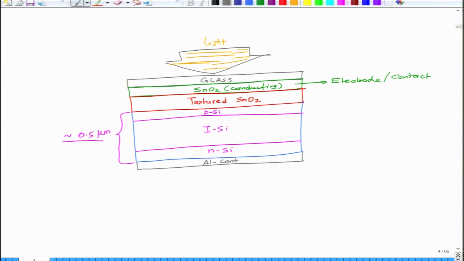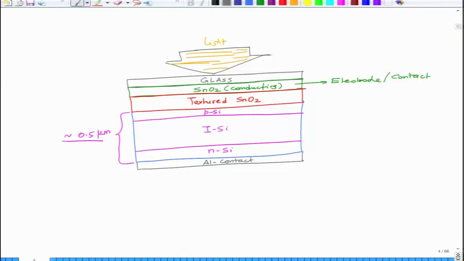And then on this side we have an aluminum contact. So what we do here is we have a glass substrate. On that we deposit tin oxide first. On tin oxide we deposit some other oxide layer. In this case it happens to be tin oxide, but it could be some other oxide. Then we have p-type silicon, then intrinsic silicon, then n-type silicon, and then the aluminum back contact, and the light comes from the substrate side. So instead of gallium arsenide and silicon where the light was coming from the top, here the light is coming from the back side of the substrate.